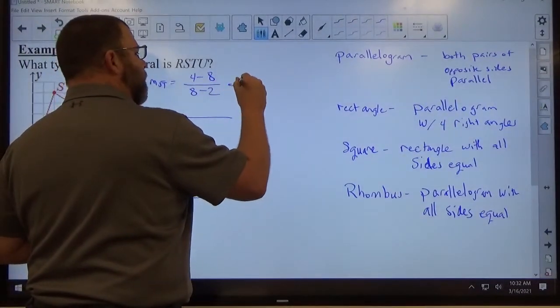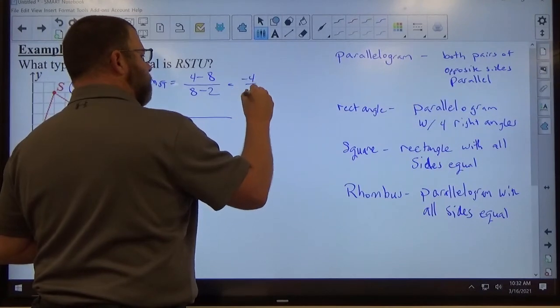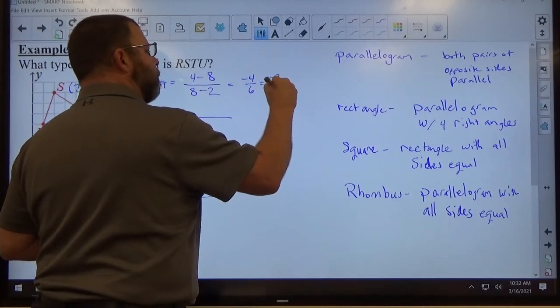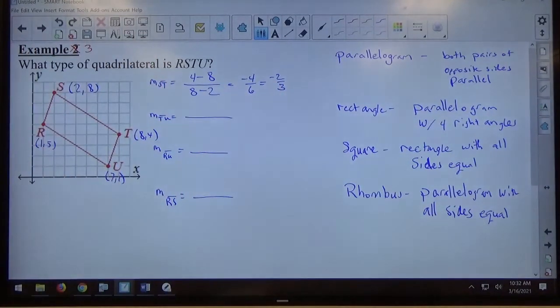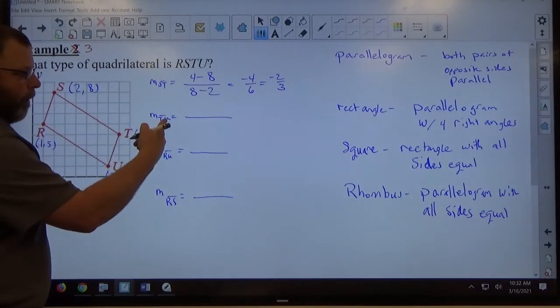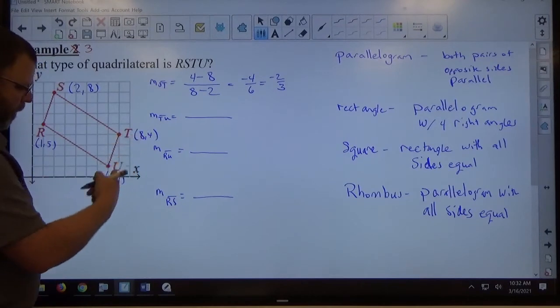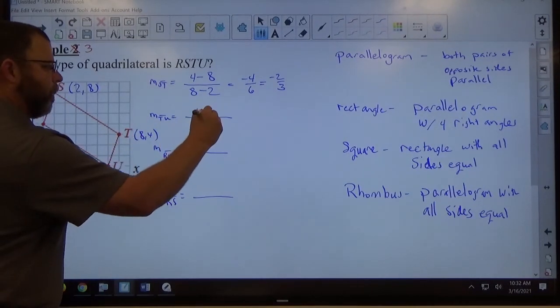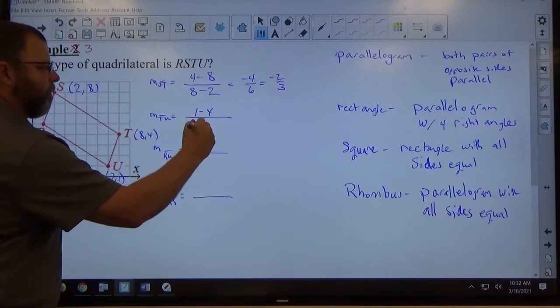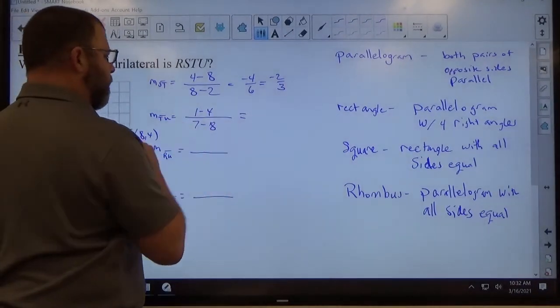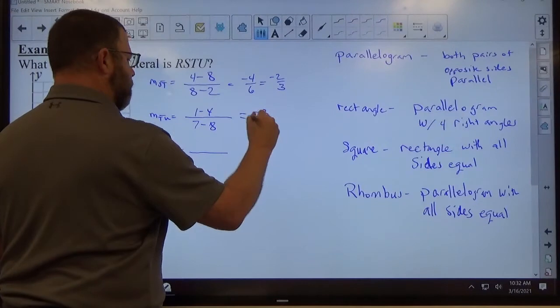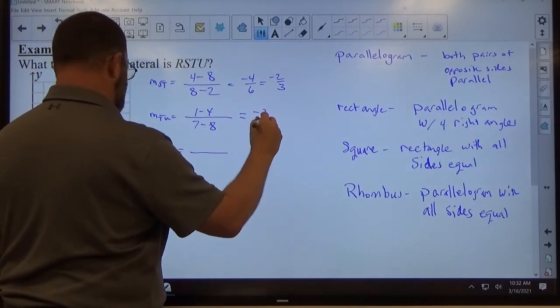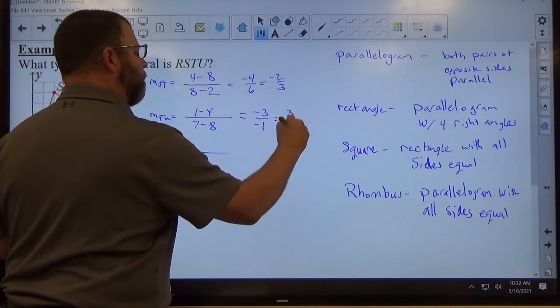4 minus 8 is negative 4. 8 minus 2 is positive 6. That's negative 2/3 reduced to lowest terms. So always reduce to lowest terms, easier to compare things. If I'm doing TU, point 1 T, point 2 U, so this minus this, U minus T is what's happening. So Y minus Y is going to be 1 minus 4, X minus X is 7 minus 8. 1 minus 4 is negative 3, 7 minus 8 is negative 1. That's going to be positive 3 over 1. Okay.